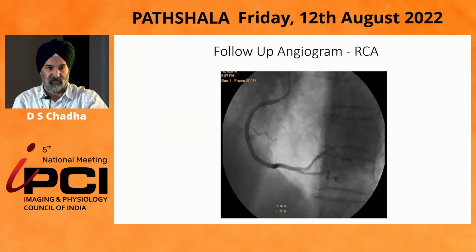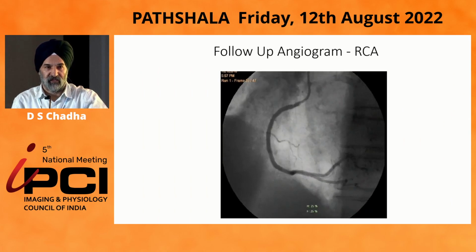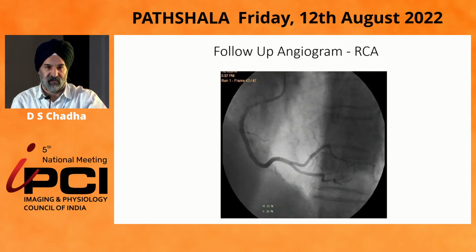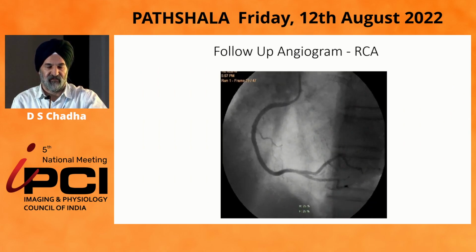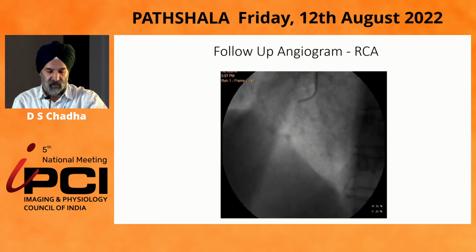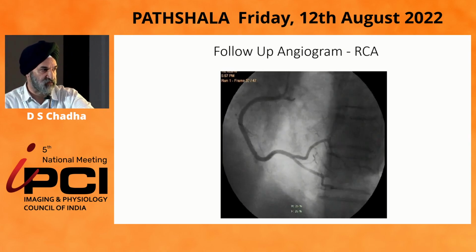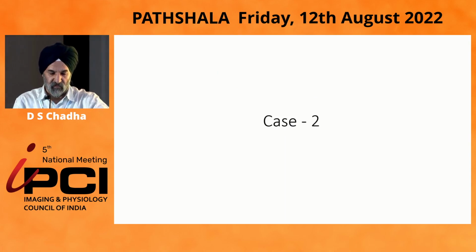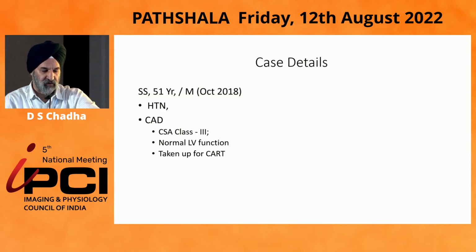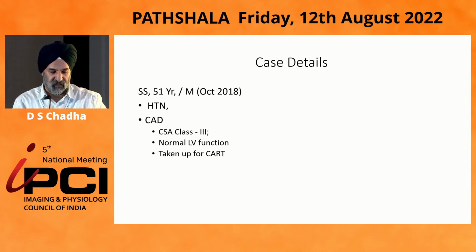RCA was absolutely fine. So what I'm showing you is that we did a primary angioplasty with a crossover stenting. There was a little plaque shift. We didn't go ahead and do anything to the side branch, and this lady comes back with the side branch occlusion. Case 2 was done in 2018, a 51-year-old male patient, a hypertensive with class 3 angina.